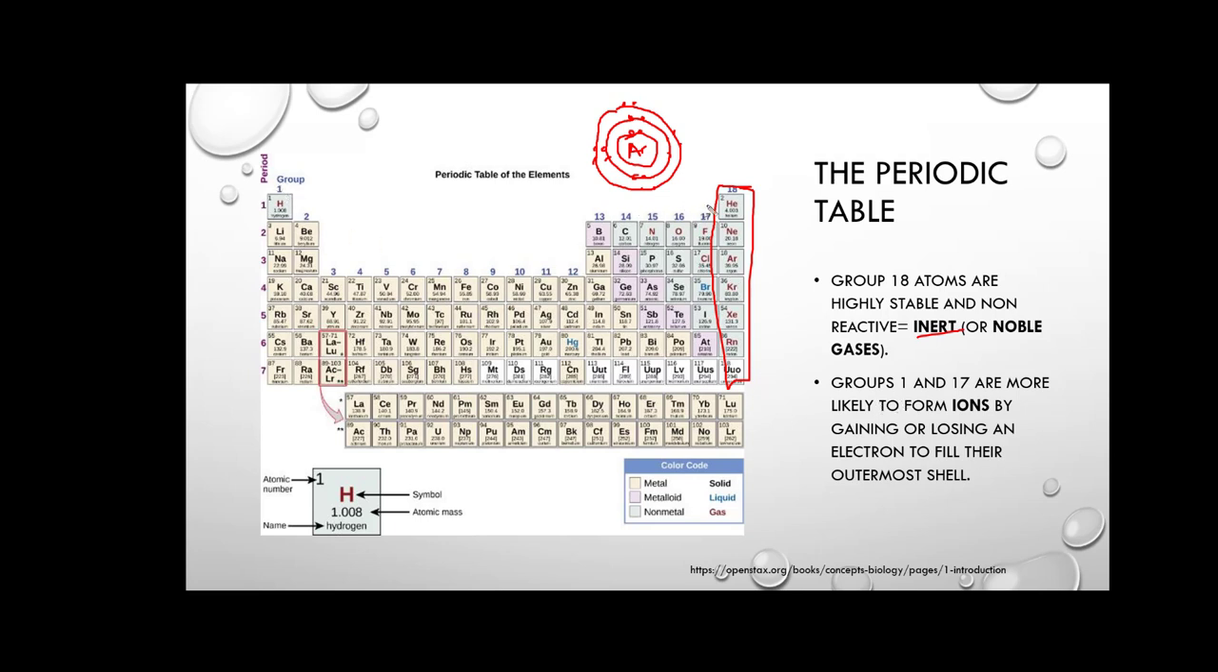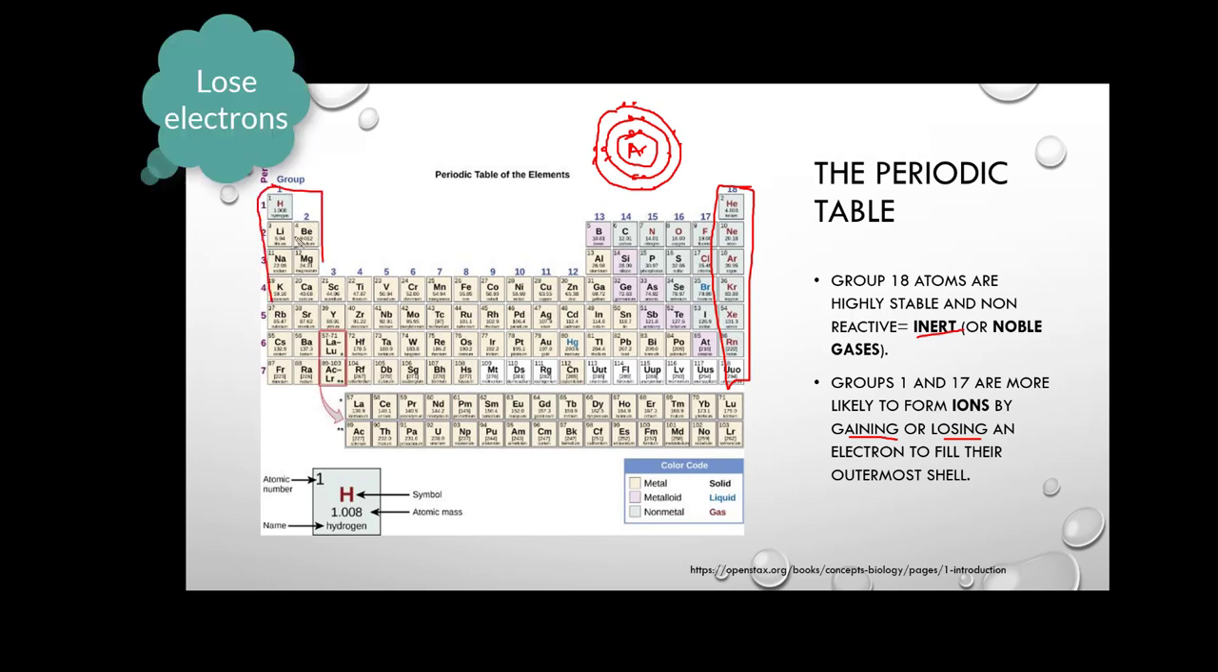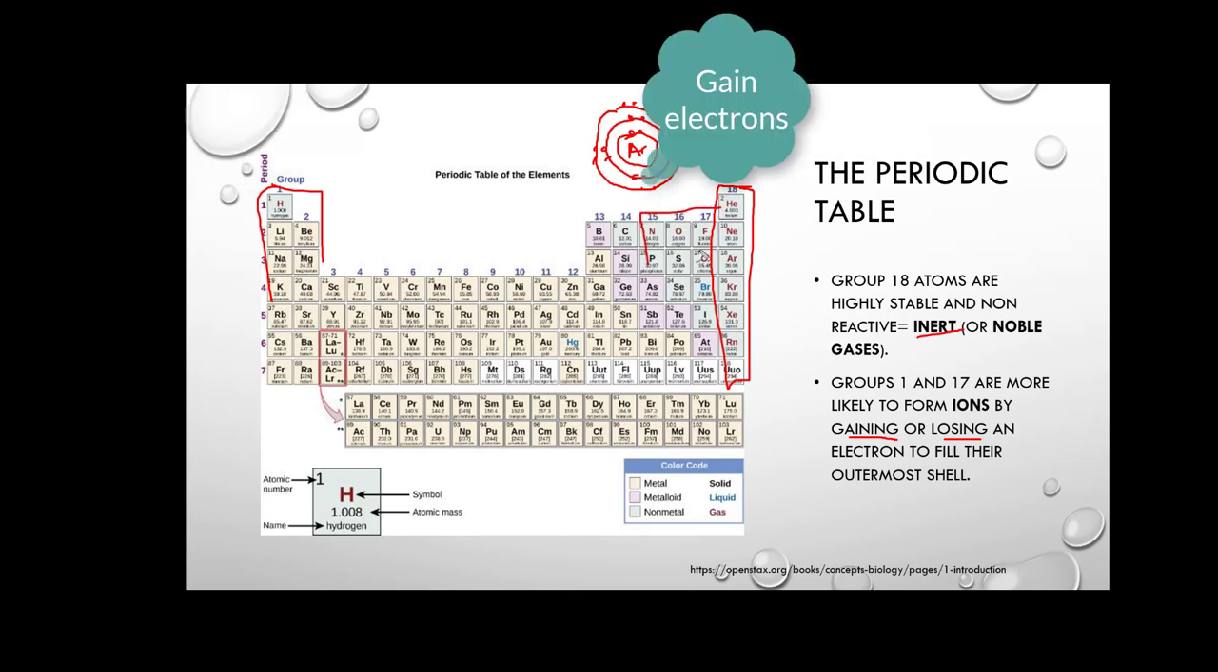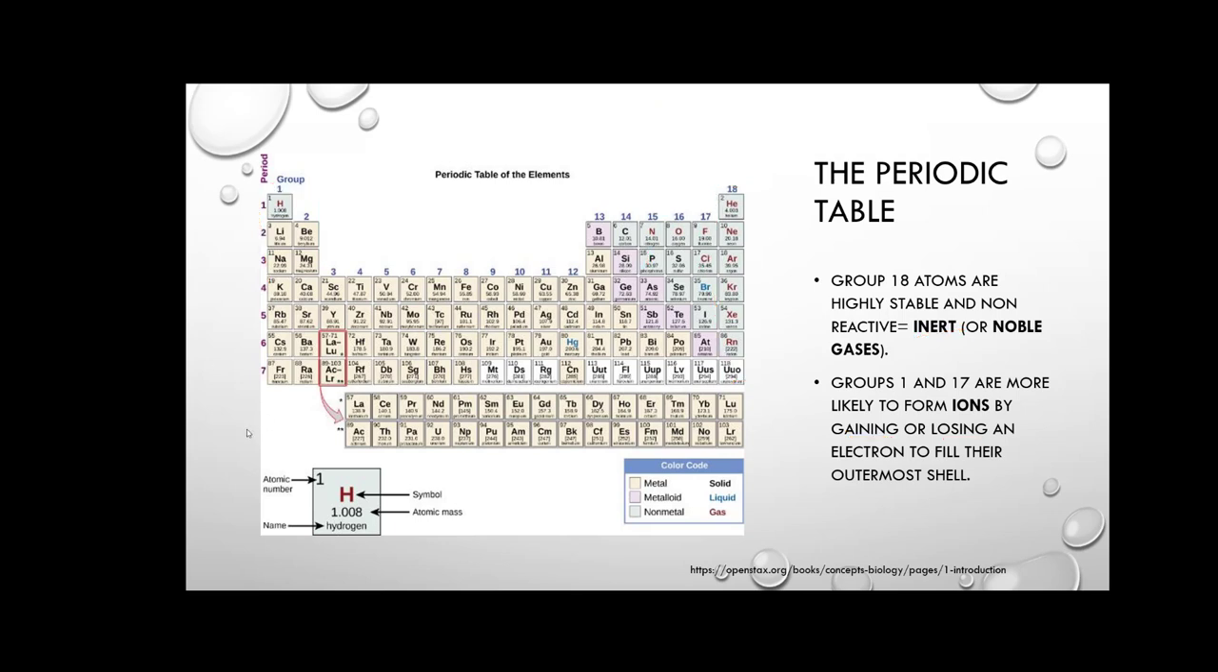Whereas groups 1 through 17, these are more likely to form ions. So they're more likely to gain or lose their electrons to fill their outermost shells. Remember, lithium and these guys over here probably want to lose electrons to drop down a shell. These guys over here want to gain electrons to fill their outermost shells. All right, so that way we can figure out their bonding. So these guys probably would like to bond with these guys over here.